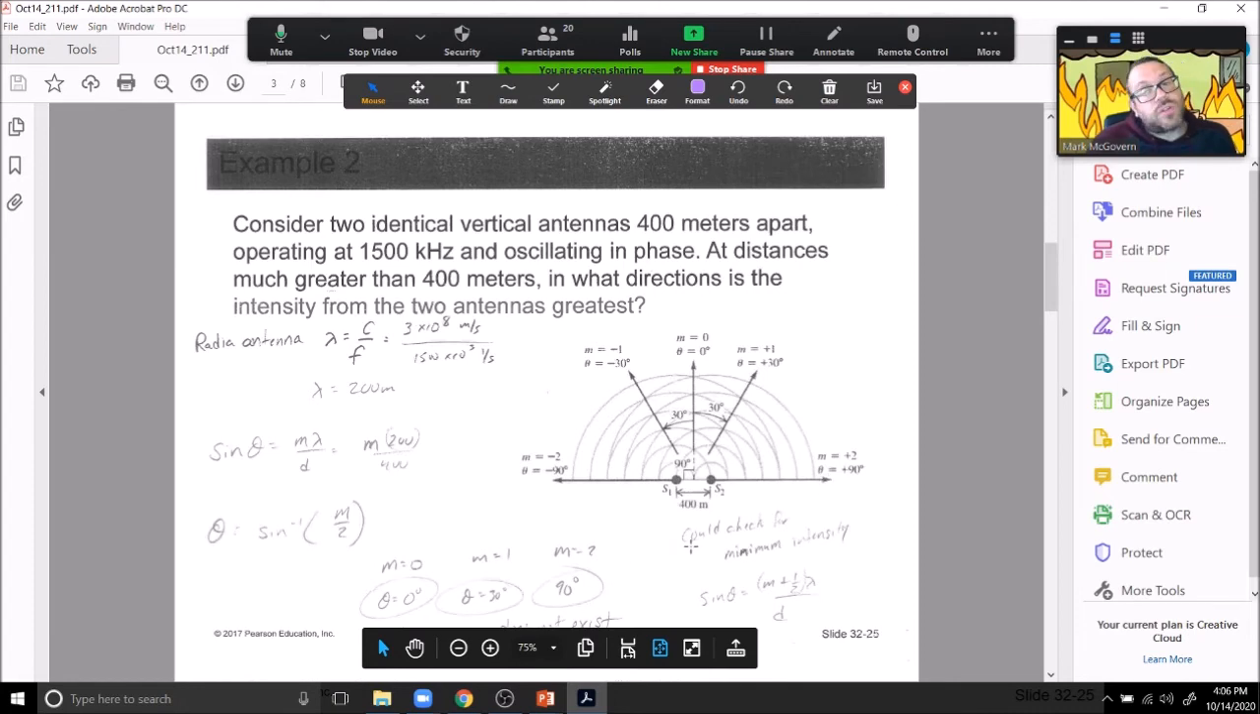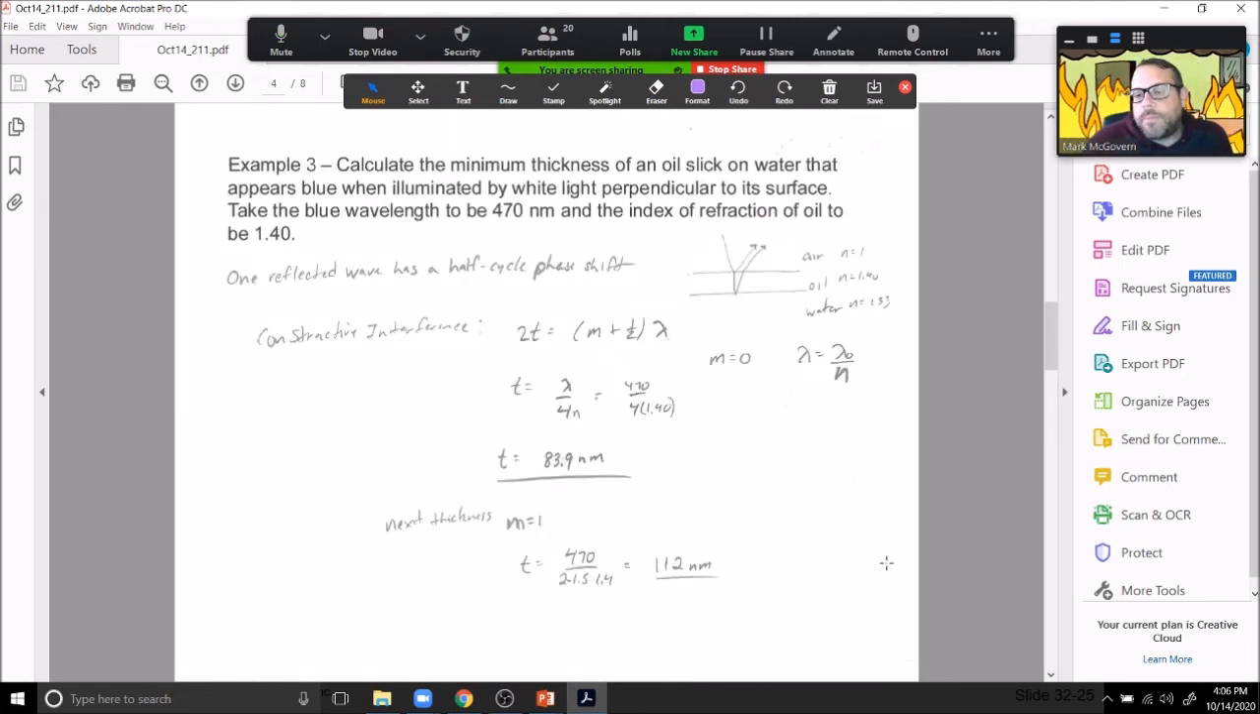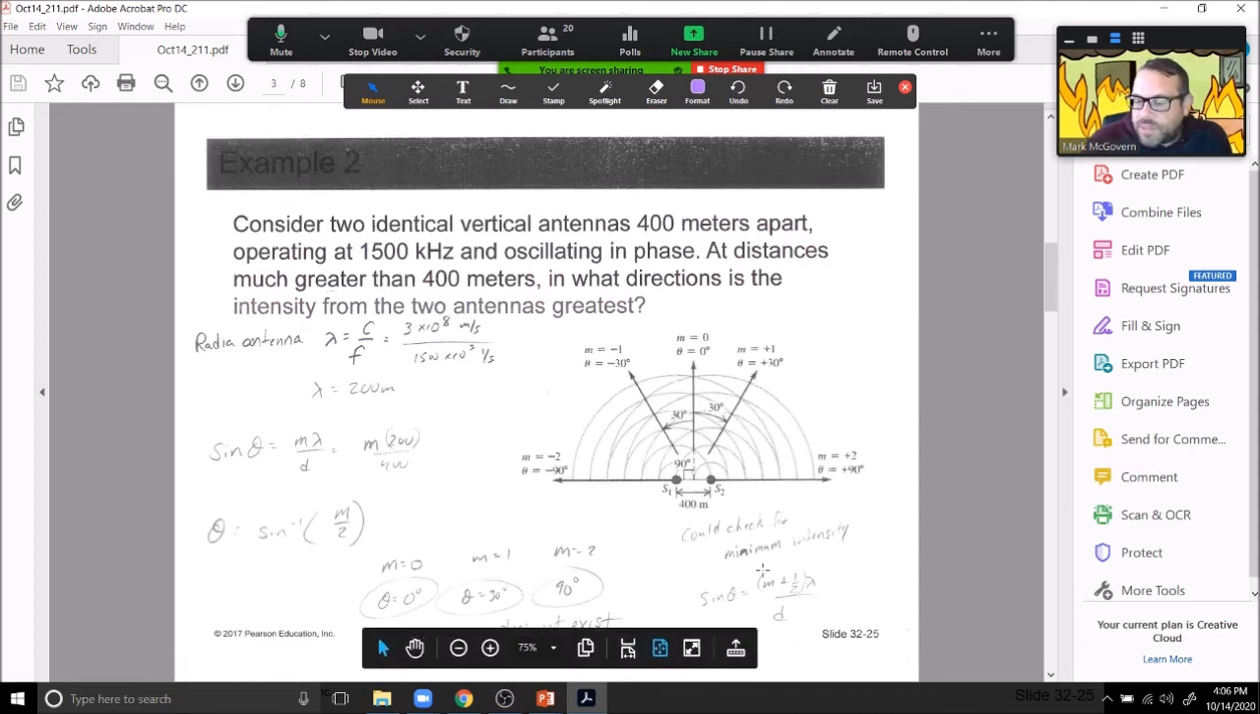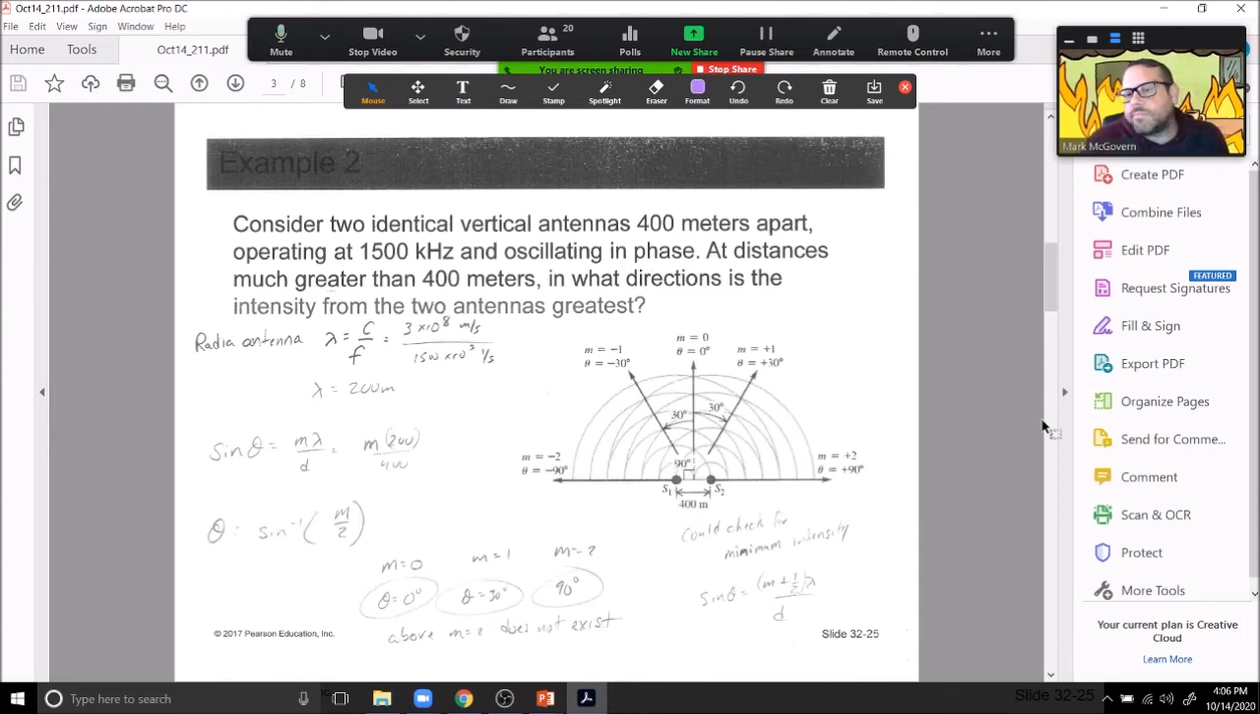We don't have an m equals 3, because an m equals 3 takes your sine function over 1, and that doesn't make any sense. So we only have 3 modes here: m equals 0, 1, and 2. We could try this for the minimum intensity as well. We'd have to use half integers. But these are the directions: straight ahead, 30-degree angles, 90-degree angles. All right, great.